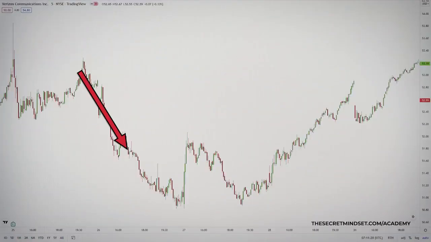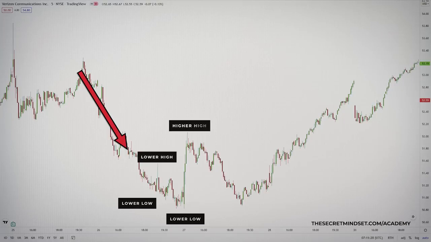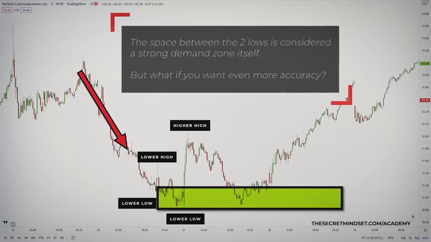Here, a significant drop has occurred. The market makes an obvious low, followed by a lower high. Then, after making a lower low, it shoots up and bridges the previous high to make a higher high. The space between this low and the second low is considered a strong demand zone itself.